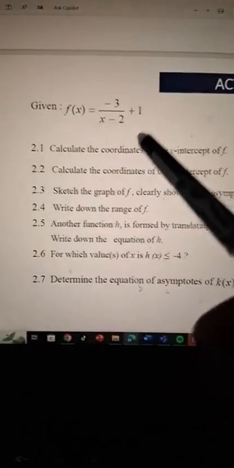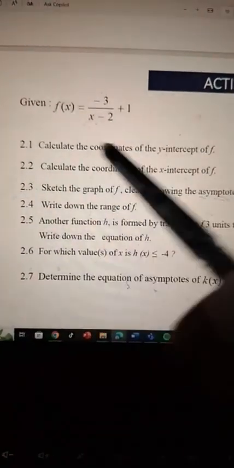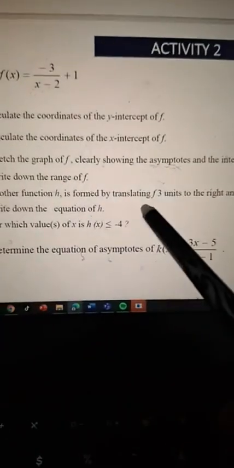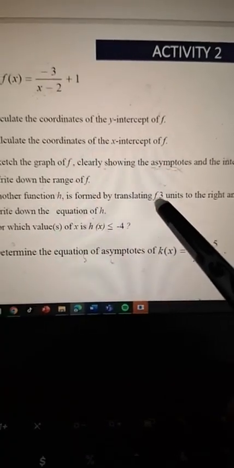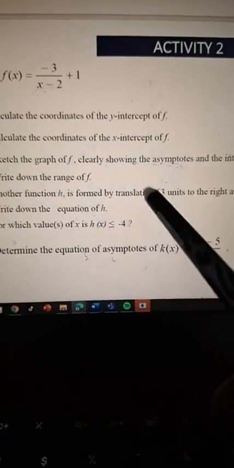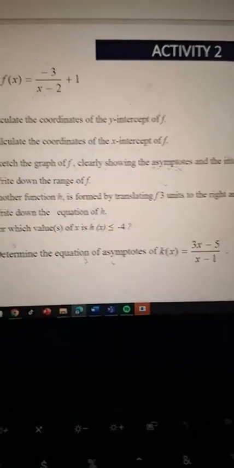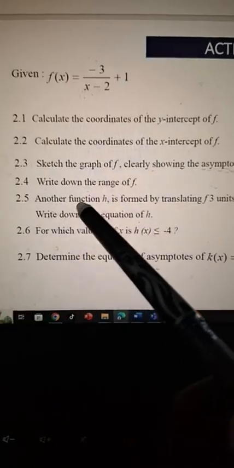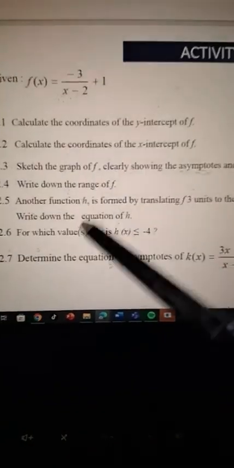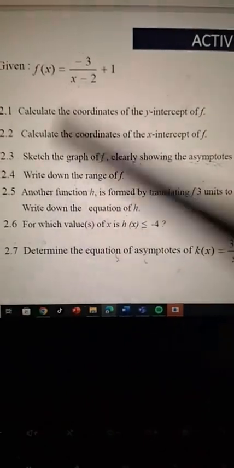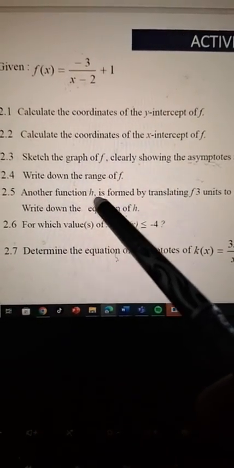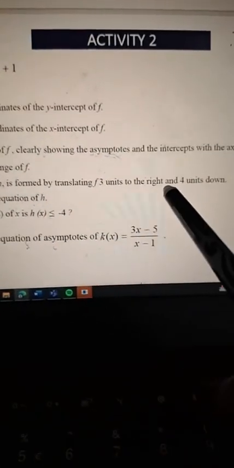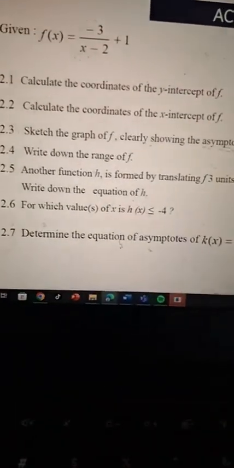Remember, guys, when they speak of f, they are speaking of f of x, this function. Someone is going to ask me, where is the x if you are saying this function, this f means f of x? Guys, that's how they shorten when they relate it to a function. Look even here, another function h. We know it's h of x, guys, but they just short form the function by writing this. So another function h is formed by translating f 3 units to the right, 4 units down. Then the question is, write down the equation of h.